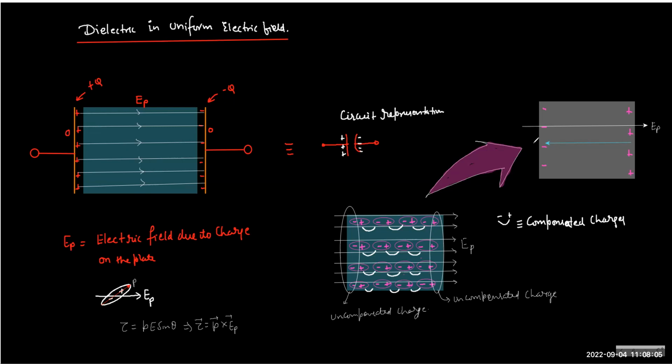So the moment you come here, the only field available is which field? The field of the plate. What is the field here? There are two superpositions. Because this field was not present, it only got induced when you kept this medium in an external field. So this field is called the induced field.